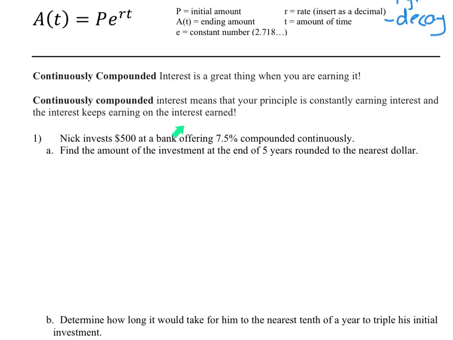So as an example, Nick invests $500 at this rate, compounded continuously. Find the amount of the investment at the end of 5 years. So we write our formula. End of 5 years, time is going to be 5, and we know it's years, so that's good. And we put 500 as the principal, e is the base, the exponent is 0.075 times t. And then we solve it with t as 5. So then we just plug it in and determine our answer.